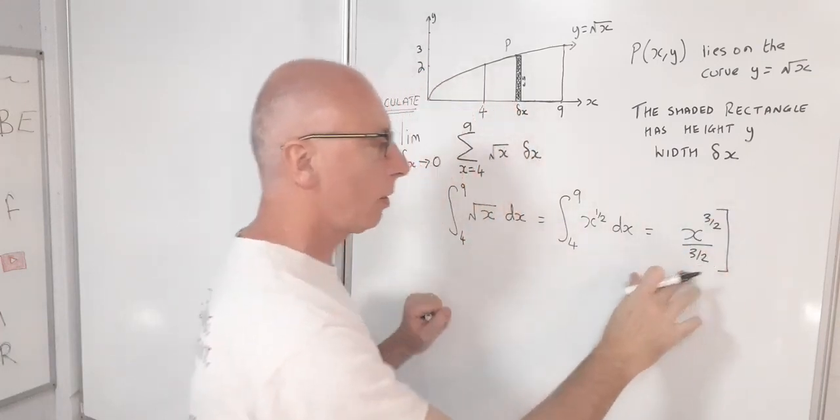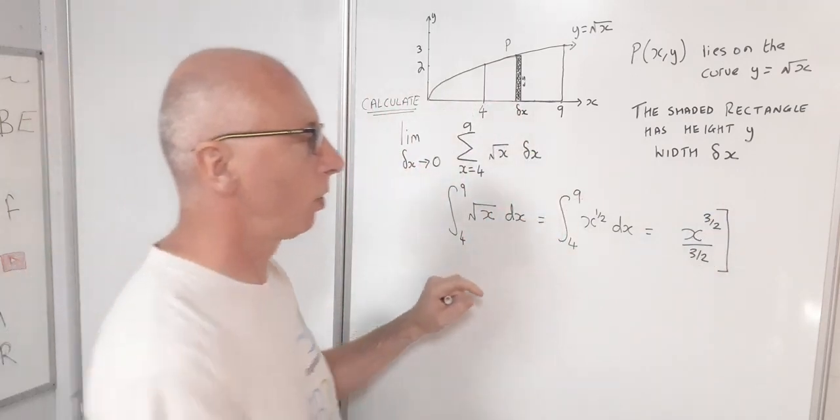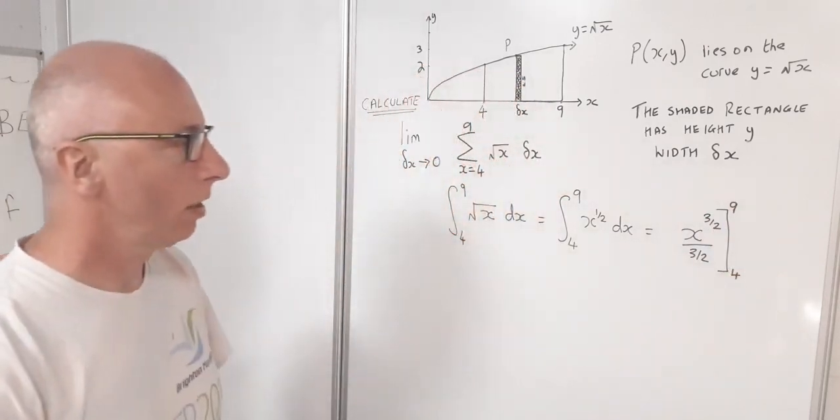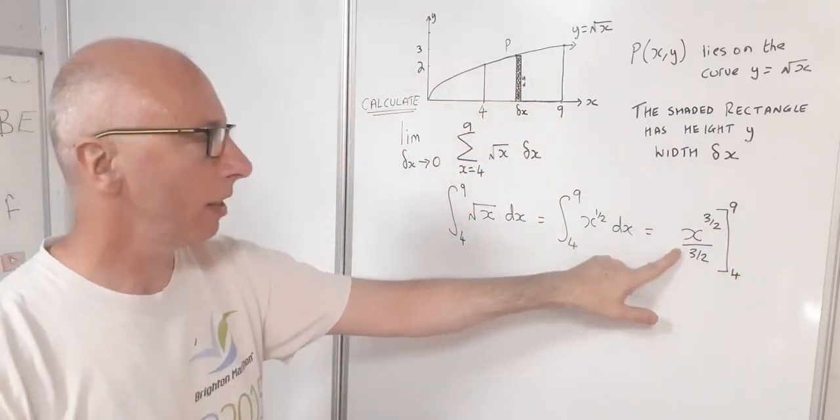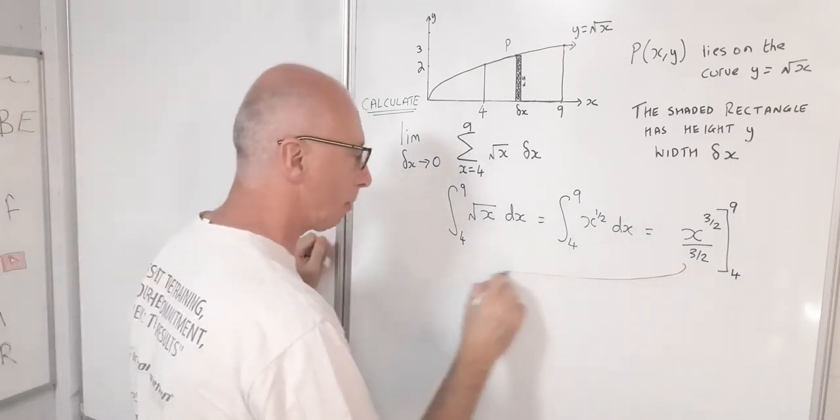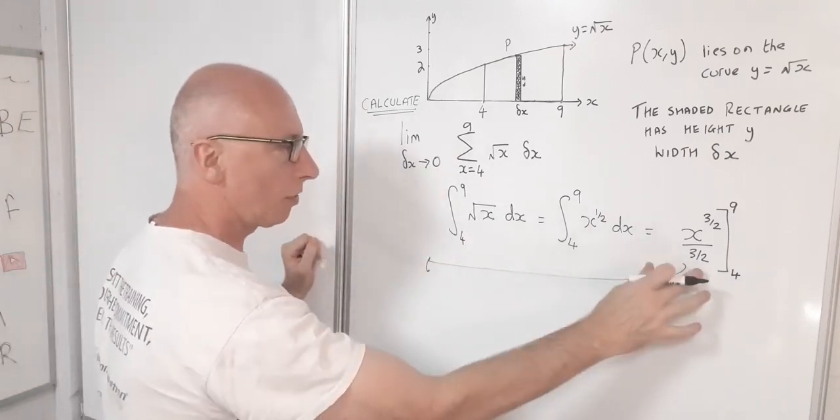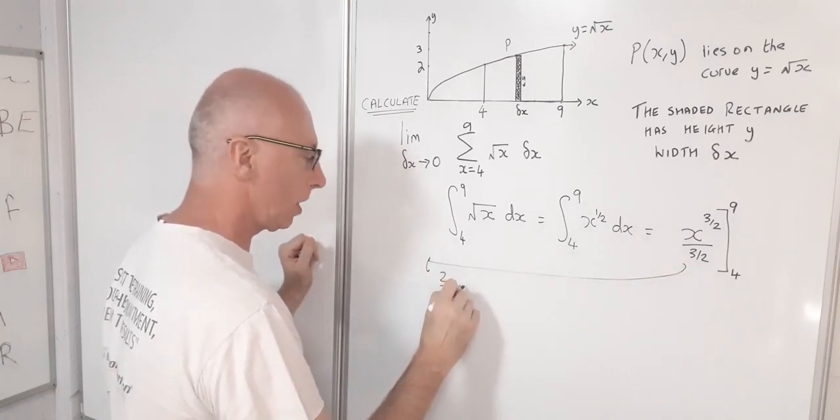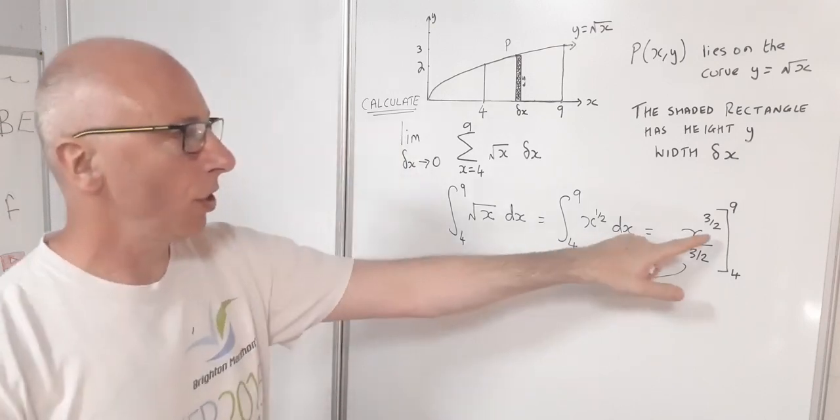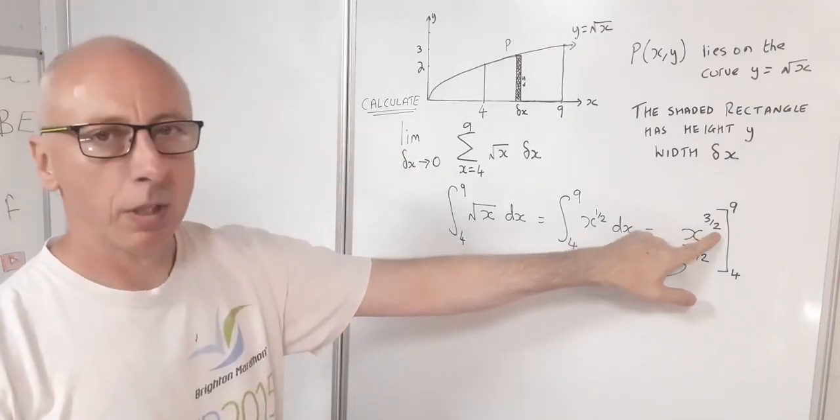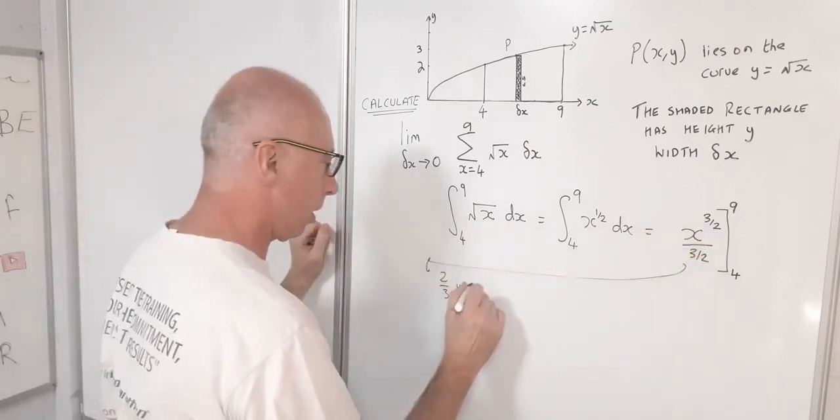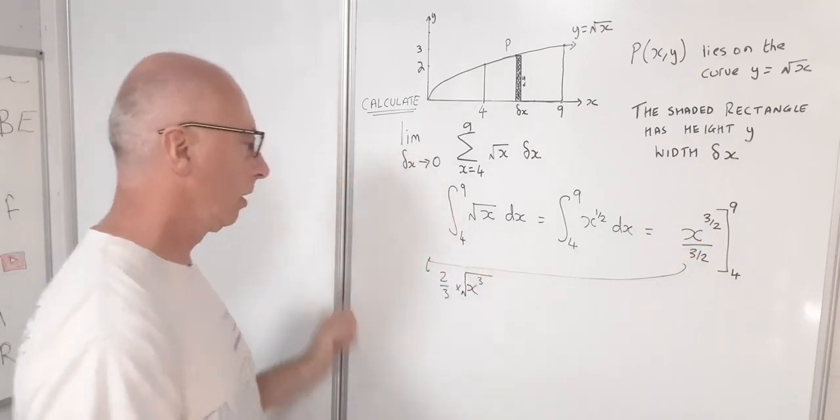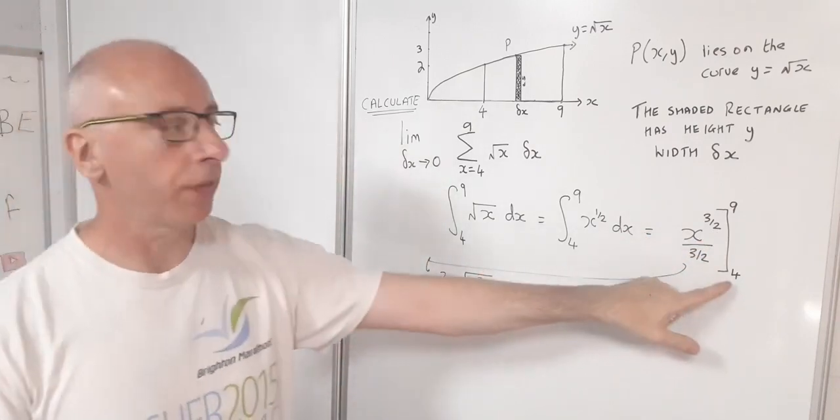So divided by 3 over 2. And then we calculate the value of that from the range of 9 and 4. Let's just simplify that up a little bit. So if I bring this back down to here, I've now got 3 over 2 in my denominator, which becomes 2/3 as a multiple, times x to the 3 over 2. Now 3 over 2 is the same as x cubed, and then the square root of it. So to calculate that from the range of 4 to 9.